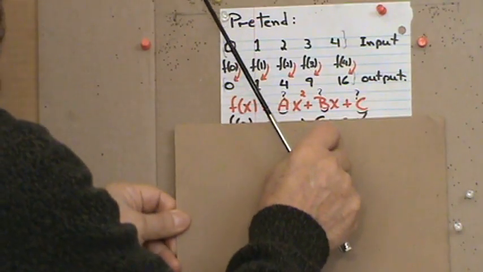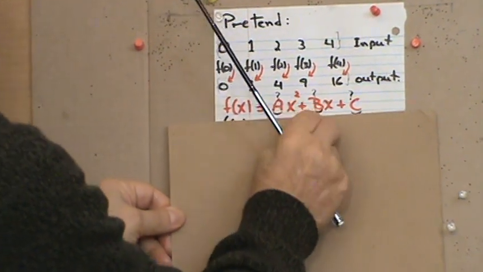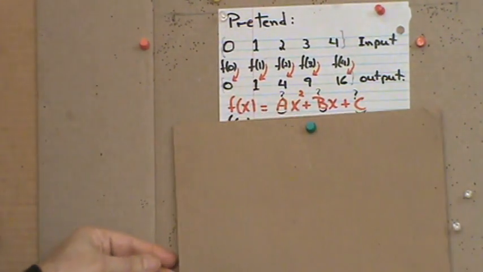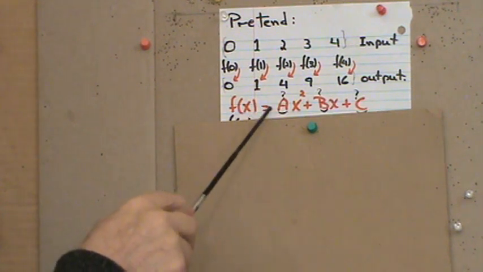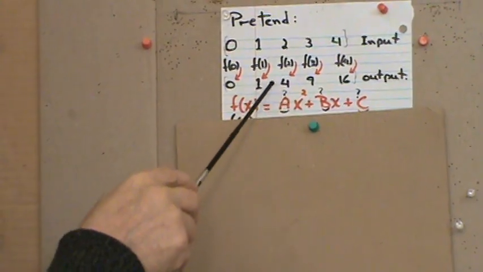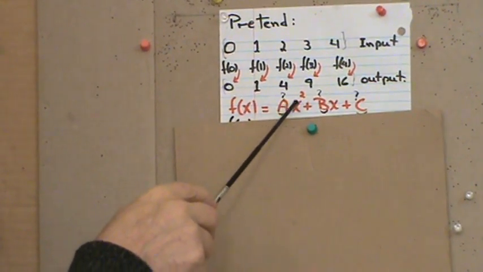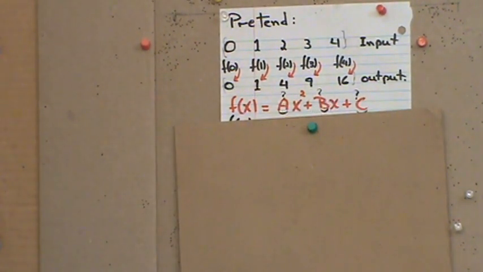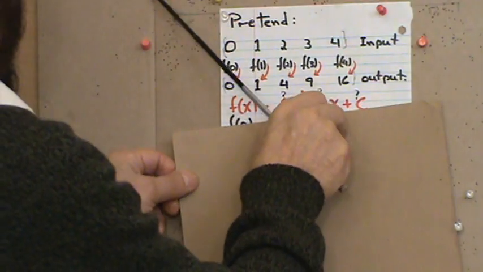All right, I have written that for you here. That's the general form of a polynomial function of degree 2. Now, with this information of knowing input and output, we want to know what are a, b, and c. All right, so let's try it.